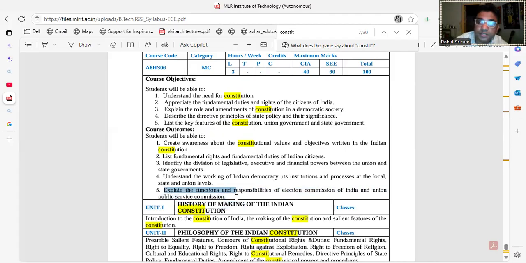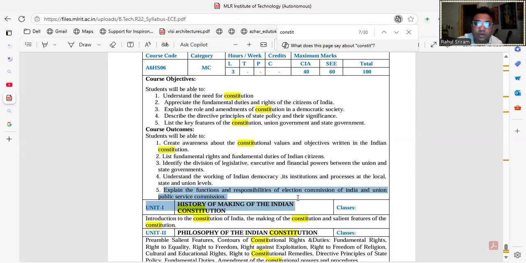Here, the Public Service Commission means it handles many government jobs, like Group 1, Group 2, Group 3, Group 4. And election commissions: elections are a must in each and every country, to change the government, to change the rule, and so on. So we require that.